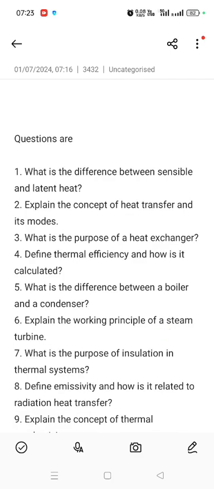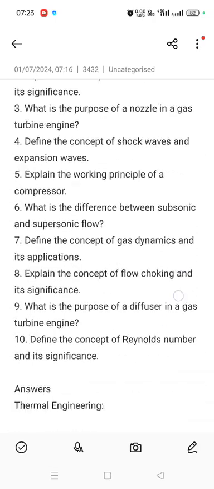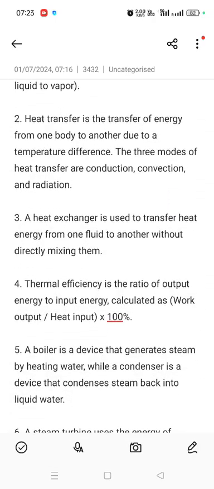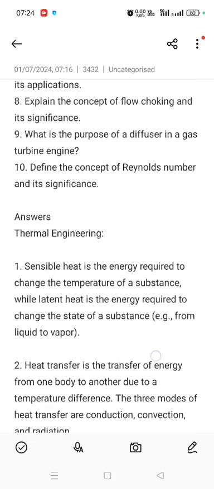Define thermal efficiency and how it is calculated. Thermal efficiency is the ratio of output energy to input energy, calculated as work output upon heat input, into 100%. As we know, efficiency is output upon input. For calculating its percentage, we multiply it by 100%. Now, next question, fifth question.